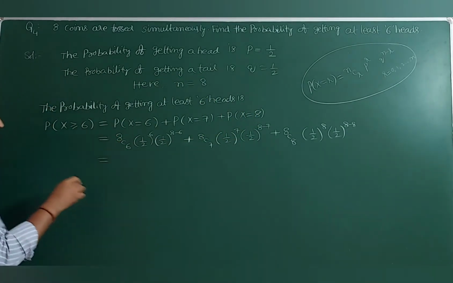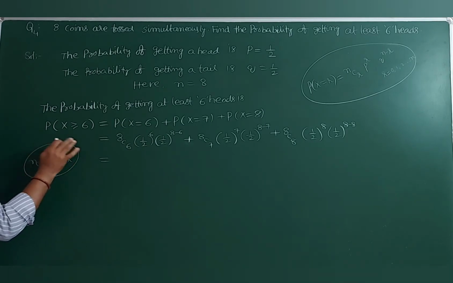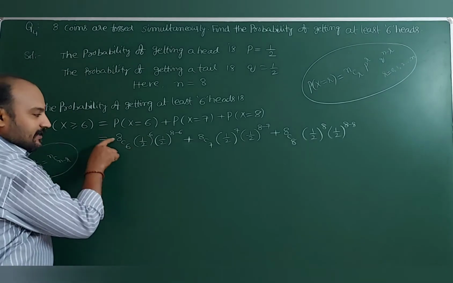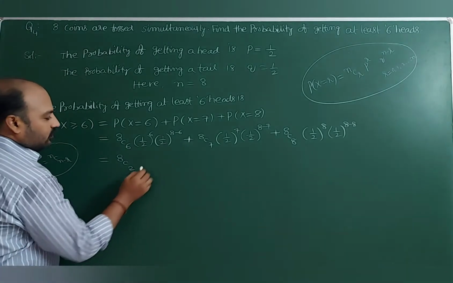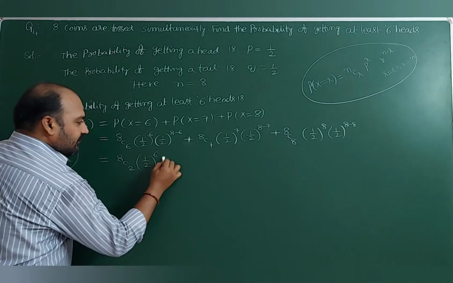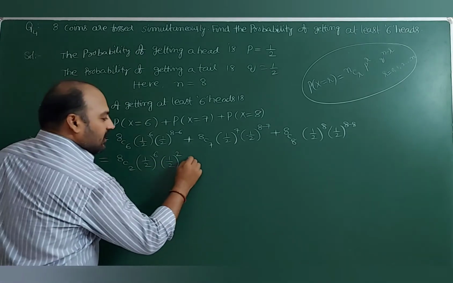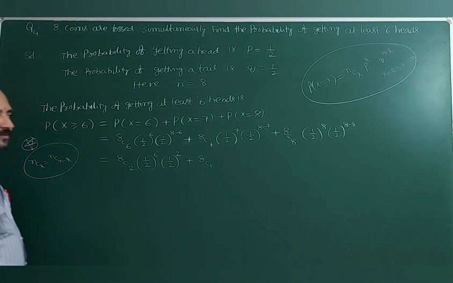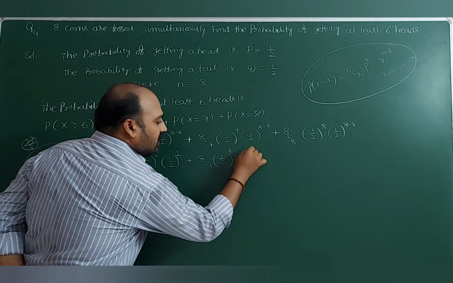nCr is equal to another formula: nCr equals nC(n minus r). Remember, dear students. So 8C6 can be written as 8C(8 minus 6), that is 8C2, (1/2) power 6, (1/2) power 2. 8 minus 6 is 2. Plus 8C7 is equal to 8C1, by using again this formula, (1/2) power 7, (1/2) power 1.